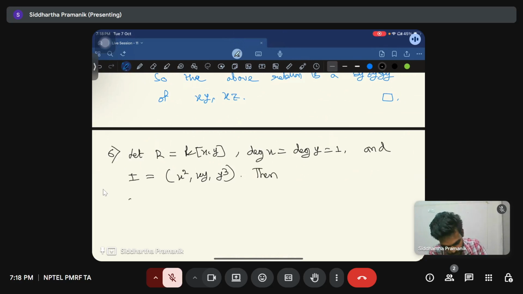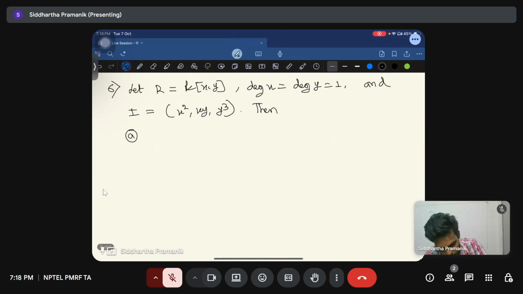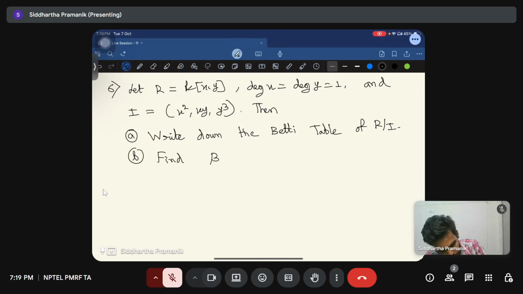Then we have two problems. So write down the Betti table of R mod I, and second one, find the graded Betti number 2 comma 3 of R mod I. The 2 comma 3rd Betti number of R mod I. So this is the problem.